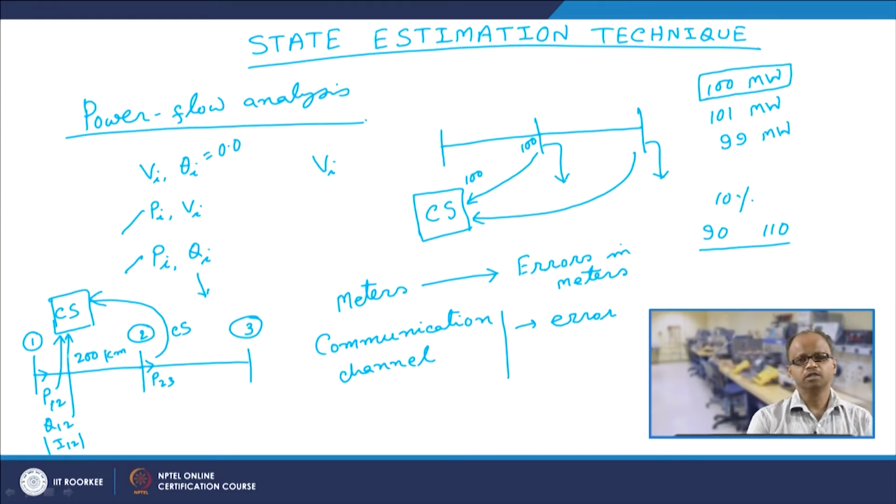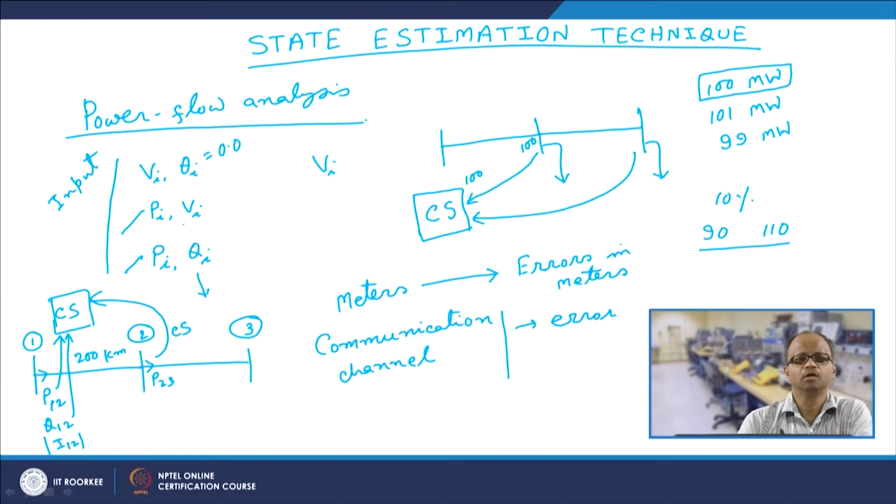So, now the question comes: in the case of power flow analysis, whenever we have done our power flow analysis, what have we assumed? We have assumed that whatever input values are available to us, these values are ideal, absolutely accurate without containing any error.